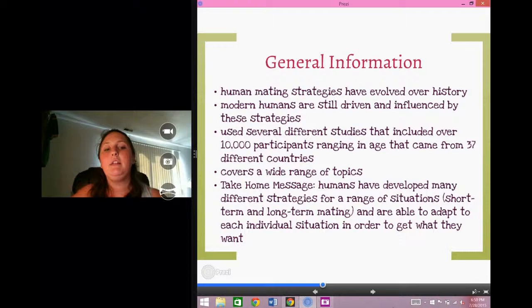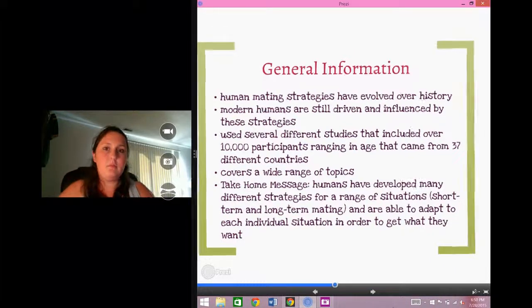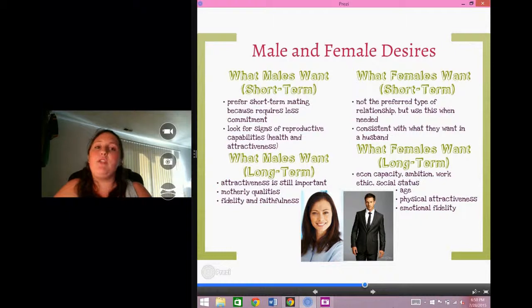The book covers a wide range of topics regarding human mating and sexual strategies, but the main take-home message is that humans have developed many different strategies for a range of different situations in both long-term and short-term mating. And we're able to adapt to each different situation in order to get what we want out of that situation. And at the most basic evolutionary level, what we generally want and desire out of a mating relationship is offspring and passing on our genes.